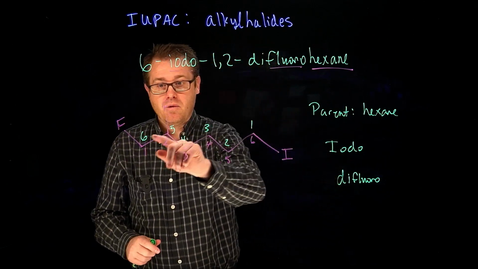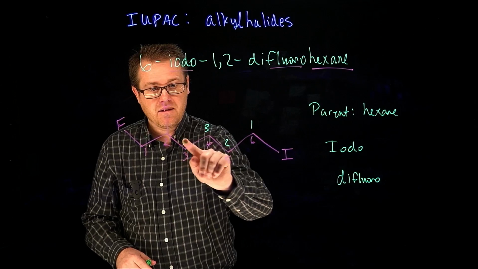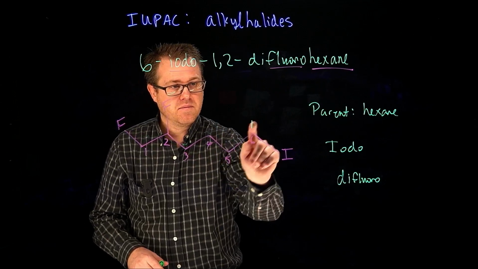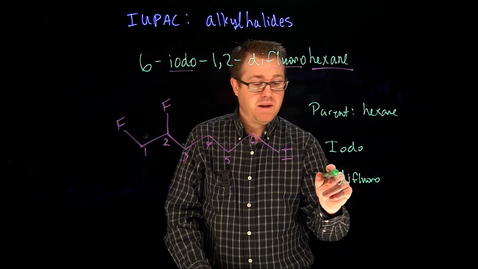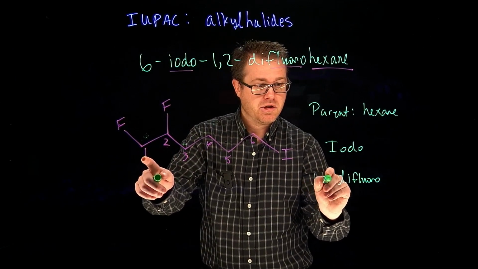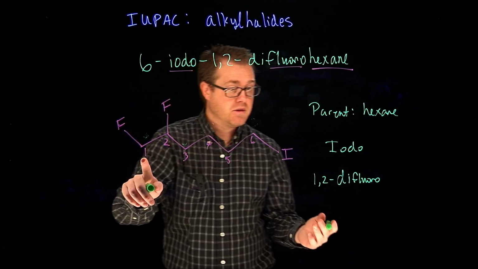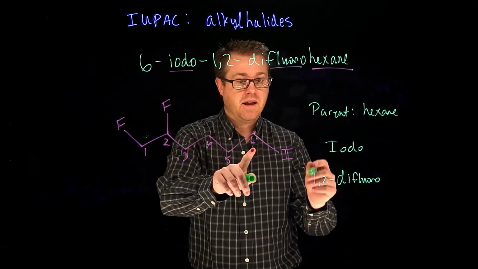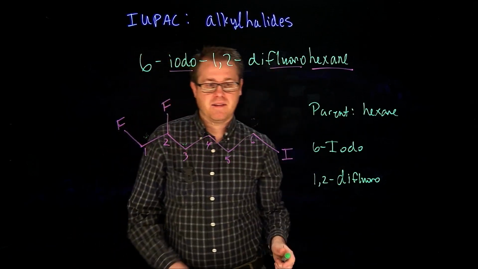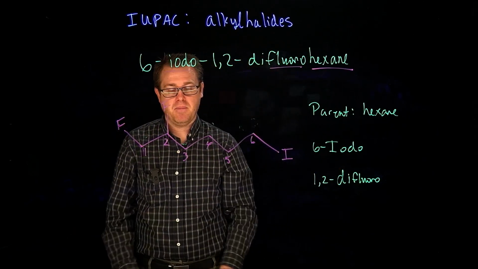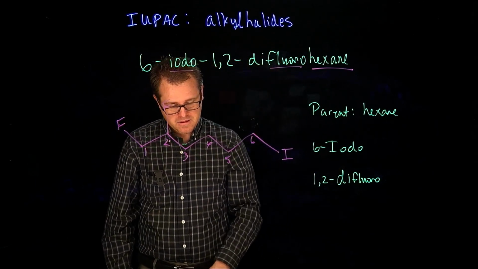So the correct numbering would be in pink. So that would be 1,2-difluoro and then 6-iodo. And you can see when we put it all together, we would get the same exact name. Okay?